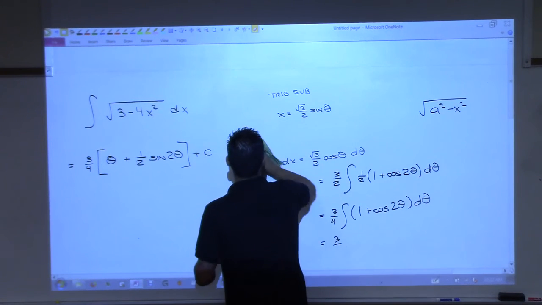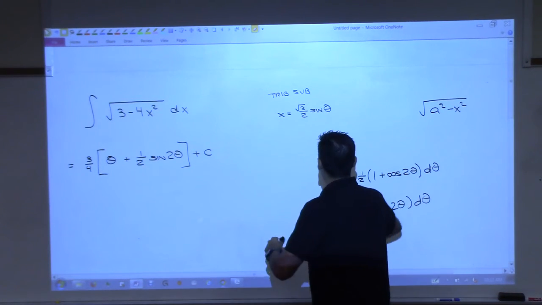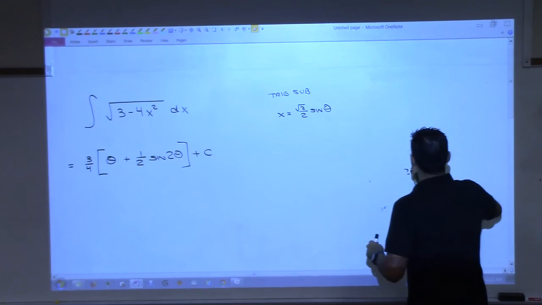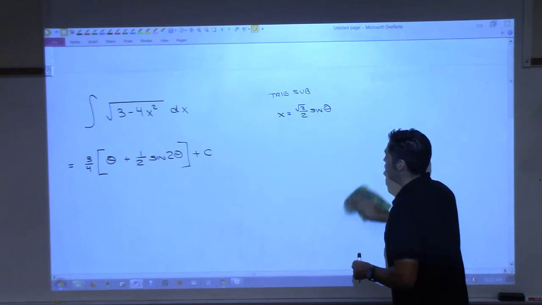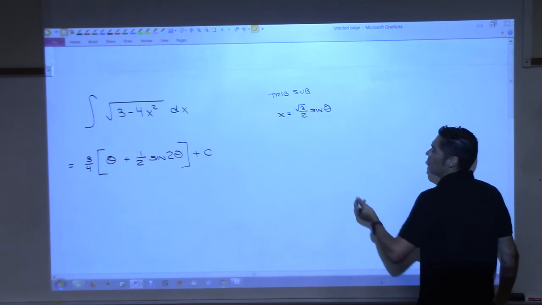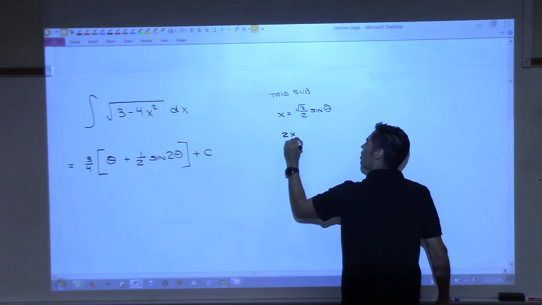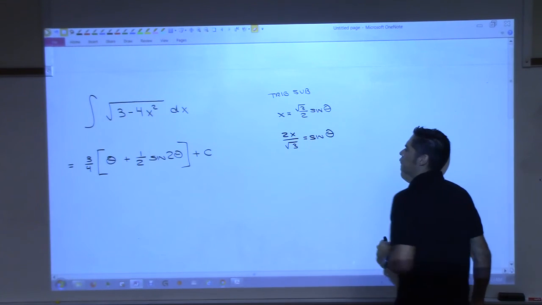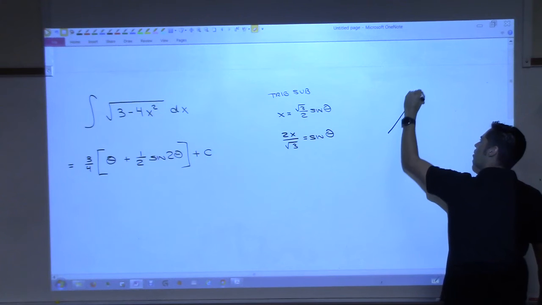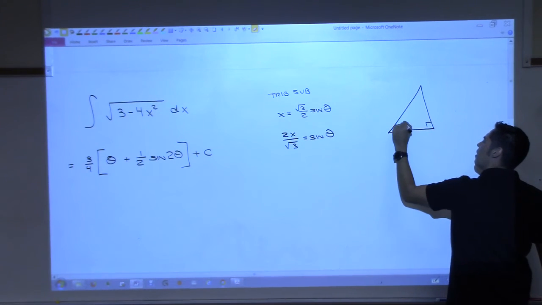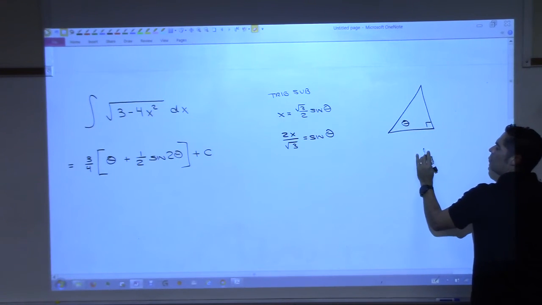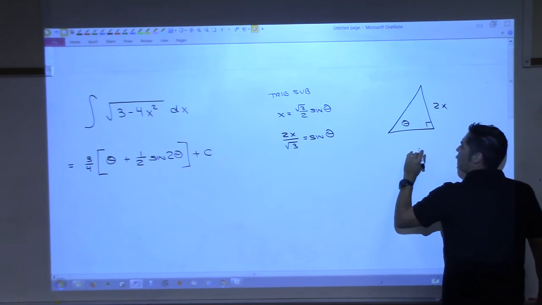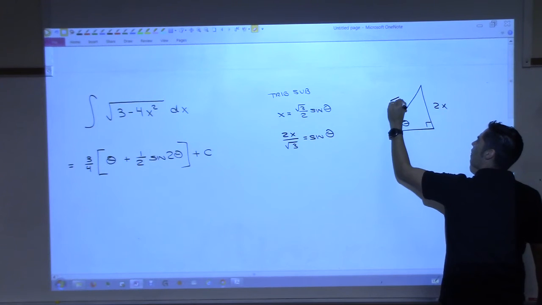So let's go back up to our trig sub, because this is where we created the triangle from, right? Our triangle came off of that right there. Let's try and create our triangle. So we're going to get 2x over root 3 is sine theta, right? Our right triangle, theta here, opposite over hypotenuse, this is root 3.